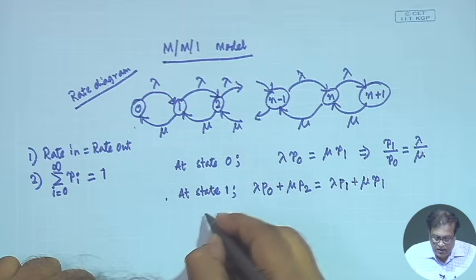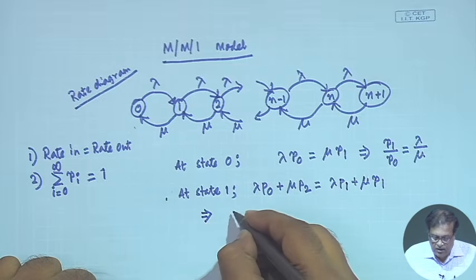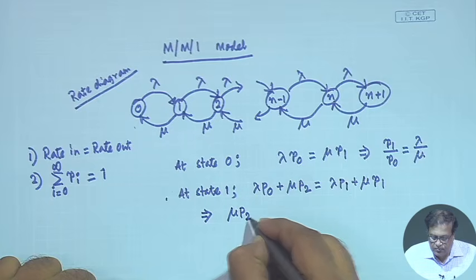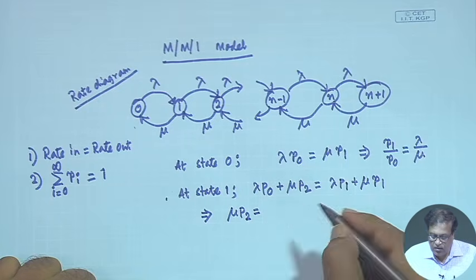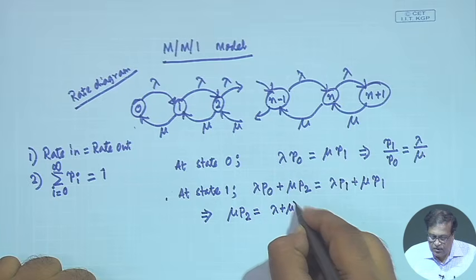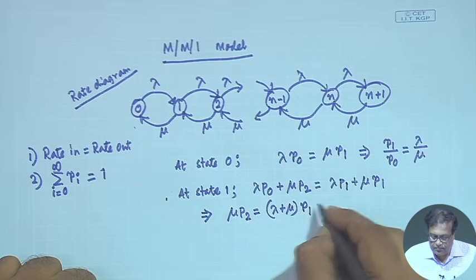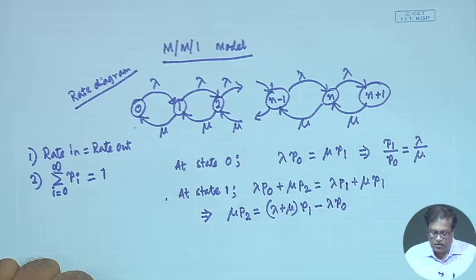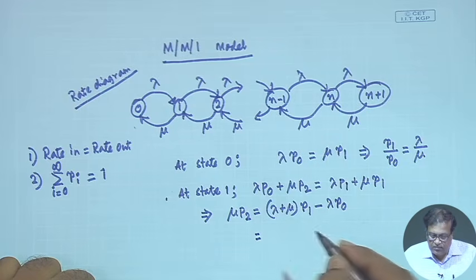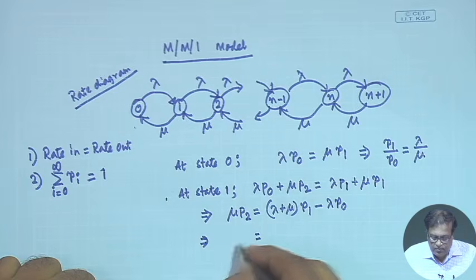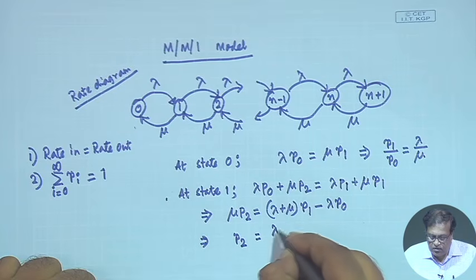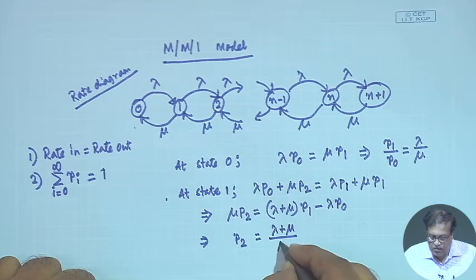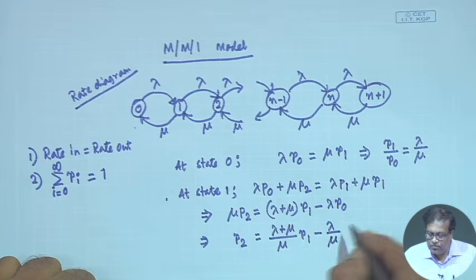So, from here what can we make out? We can make out mu P2 equal to lambda plus mu times P1 minus lambda P0. Is it all right? So, you can further simplify, this gives P2 equal to (lambda plus mu) by mu P1 minus lambda by mu P0. Is it all right?